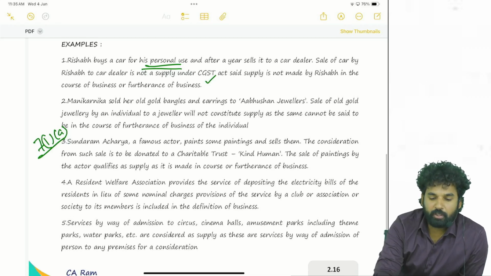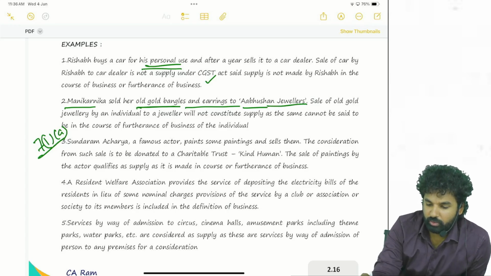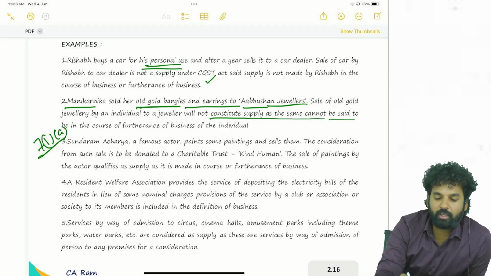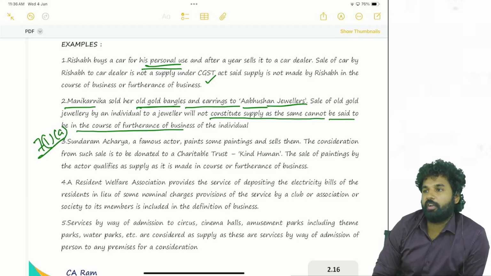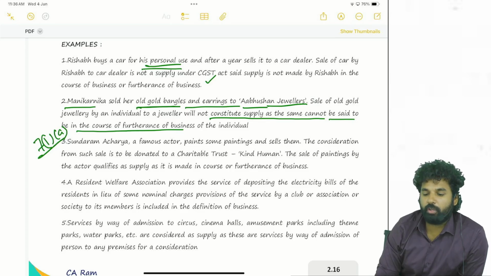Right. Next, Manikarnika sold her old gold bangles and earrings to Bhushan Jewelers. Sale of old gold jewelry by an individual to a jewelry shop will not constitute supply, as the same cannot be said to be in the course or furtherance of business of the individual. If it is the vice versa transaction, meaning sale of jewelry by Bhushan Jewelers, then it is a supply. Then GST will be attracted.